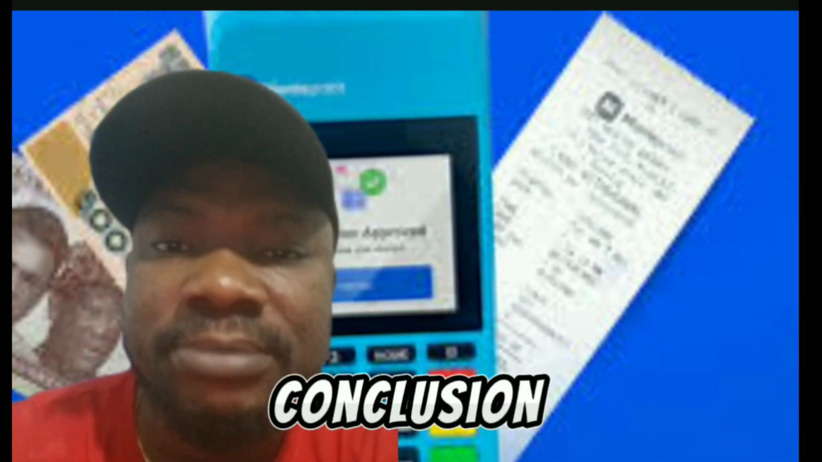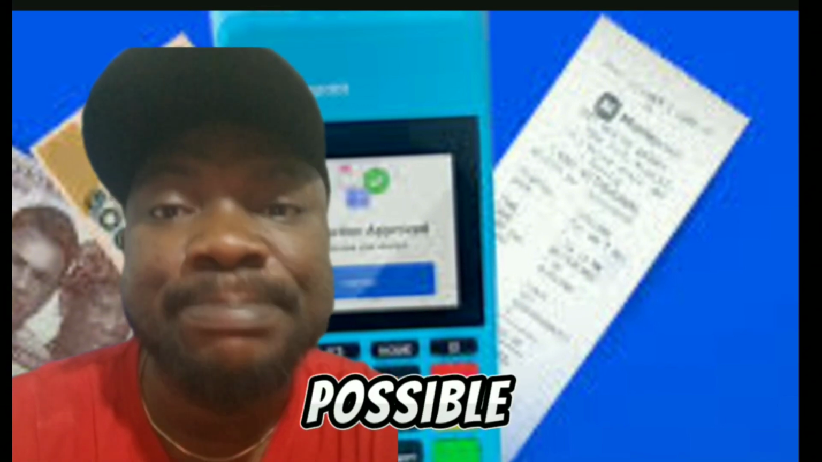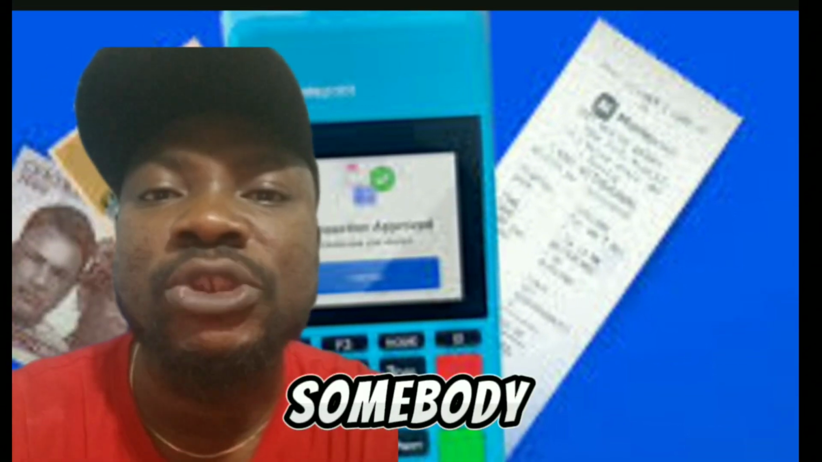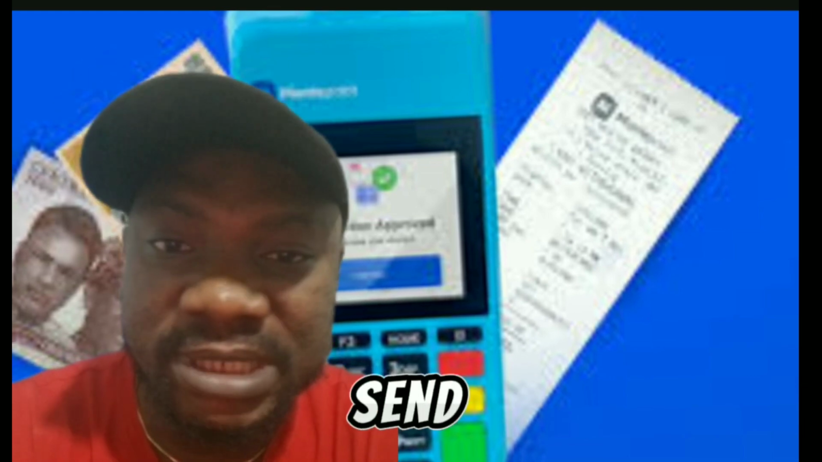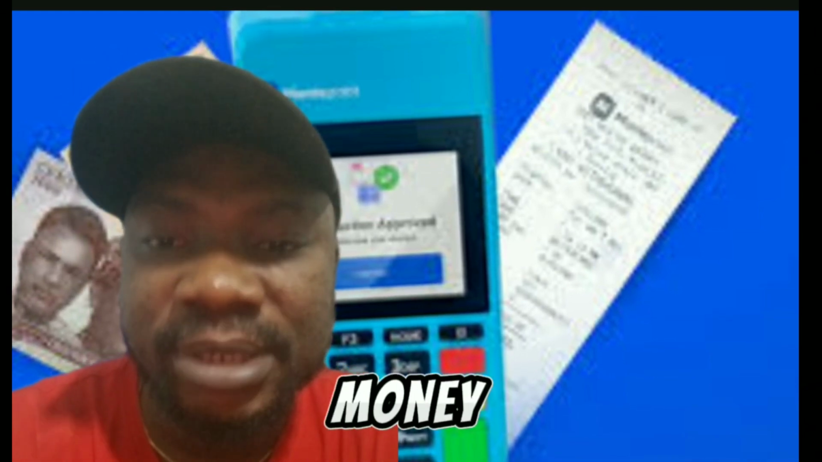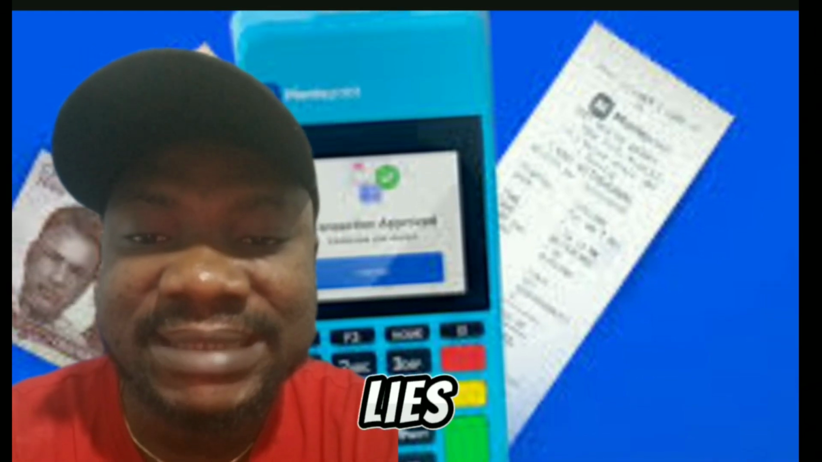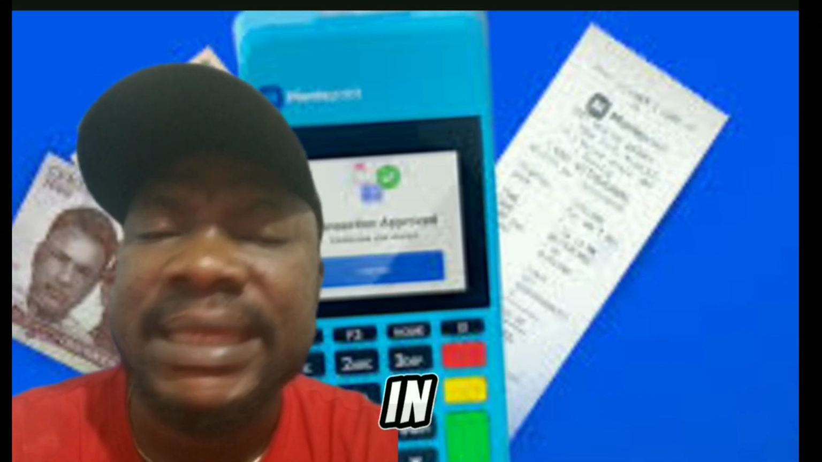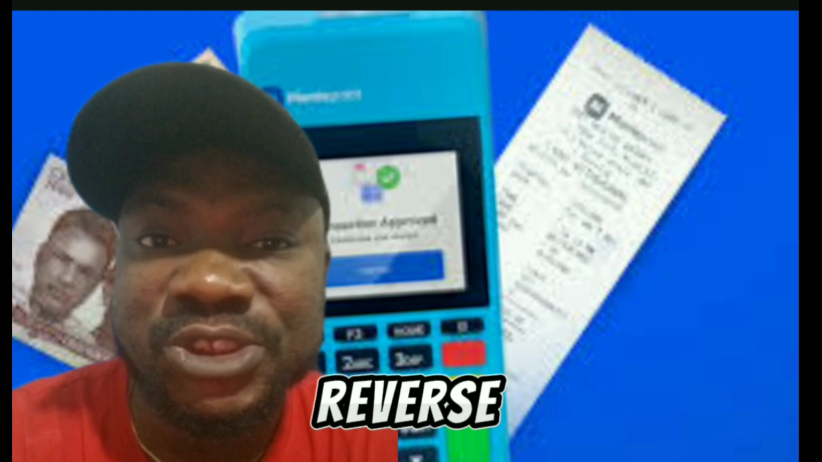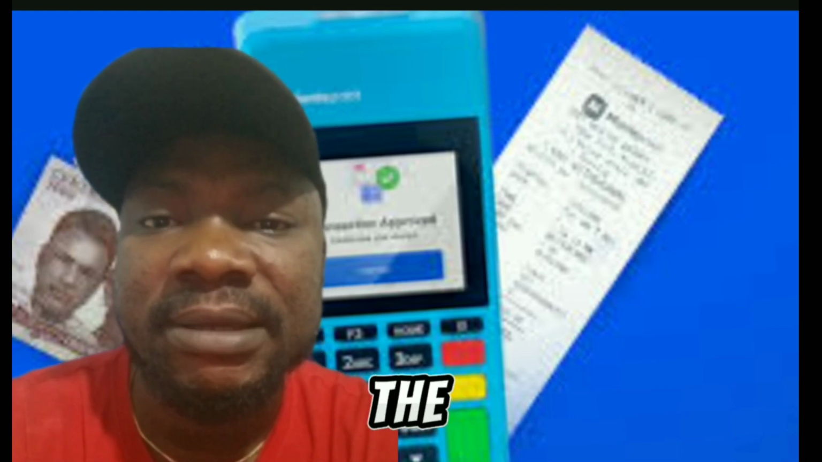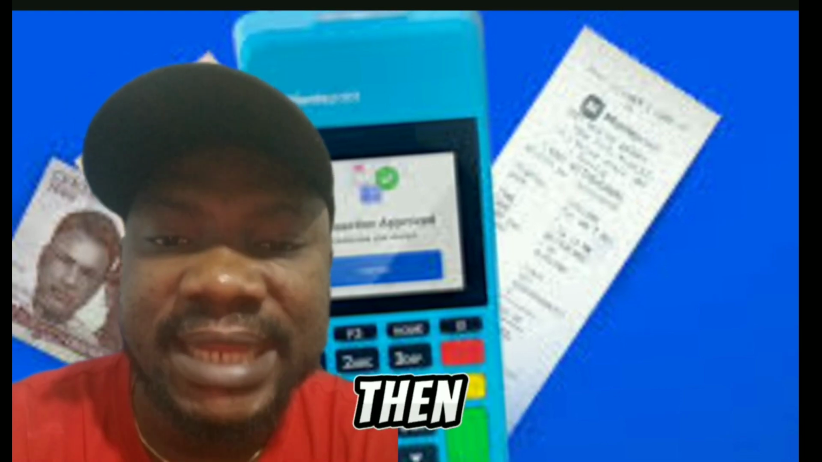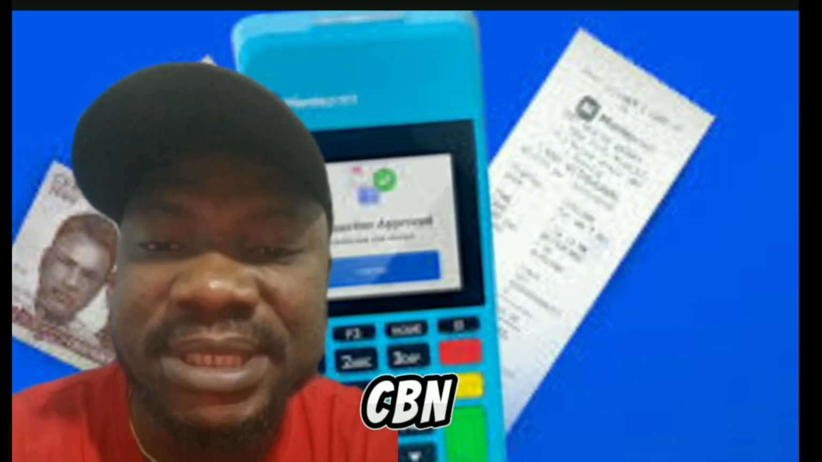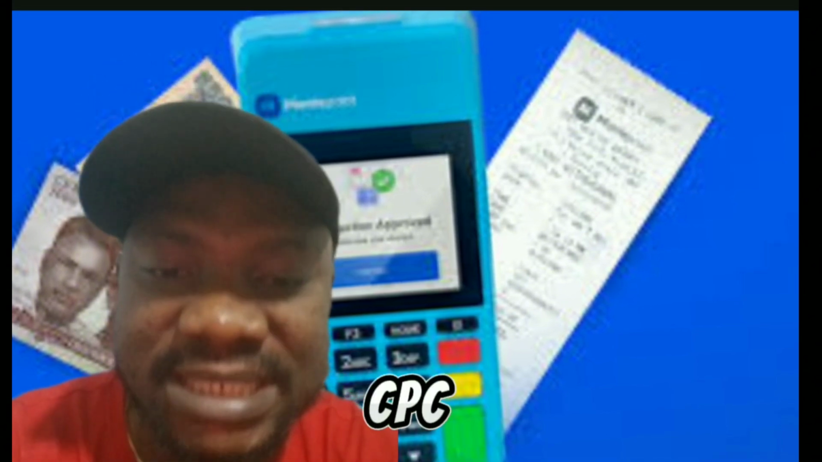So in conclusion, have it in mind that it is possible to actually reverse money when you mistakenly send money to somebody. It's very possible to recover such money, but the key lies in you acting fast. And in case along the process of trying to reverse your money you start having issues with the customer care of your bank, then we've got it covered, because you can contact even the CBN or the CPC.